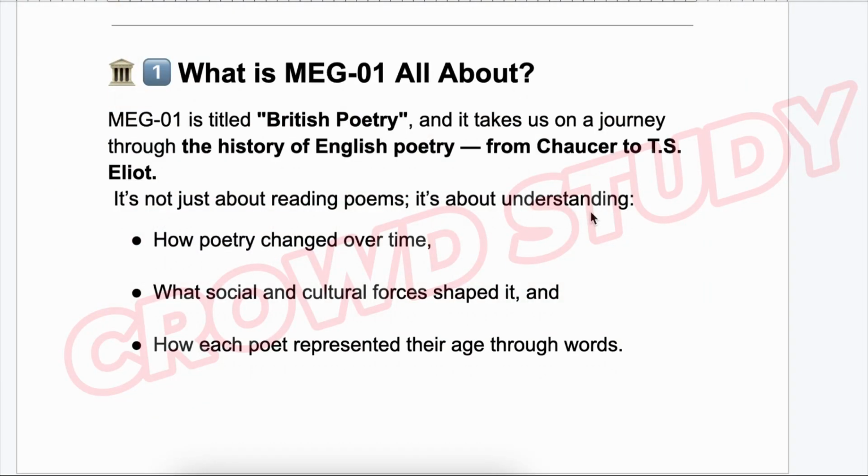Now, move to section number 1 of this video. What is MEG-01 all about? MEG-01 is titled British Poetry, and it takes us on a journey through the history of English poetry from Chaucer to T.S. Eliot. It's not just about reading poems, it's about understanding how poetry changed over time, what social and cultural forces shaped it, and how each poet represents their age through words.